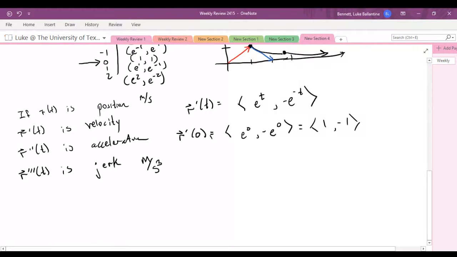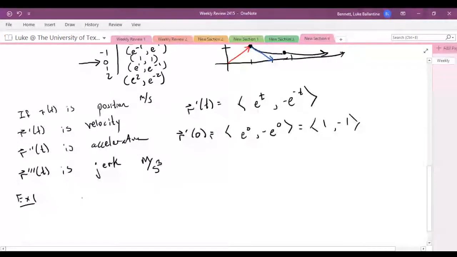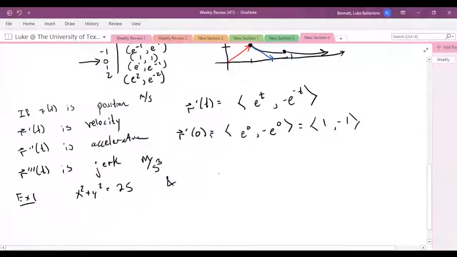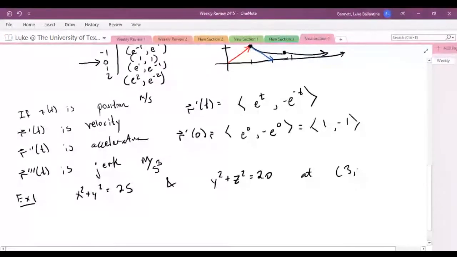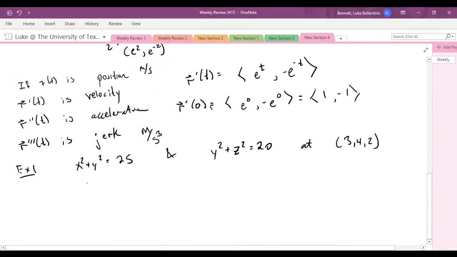Okay, so now we have another example. This time it is in R3, and we're given 2 cylinders. We want the equation of the tangent line to the curve of intersection of these cylinders at this point. So at the point (3, 4, 2), we want the equation of the tangent line of the curve of intersection of these cylinders.